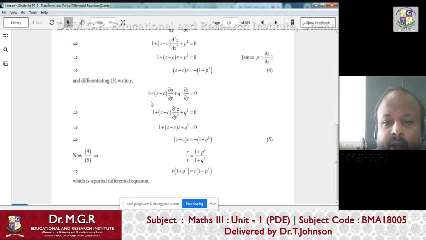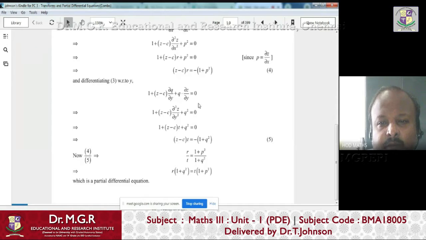So again, 1 plus (z minus c). Instead of dp by dx, it is dq by dy. Then in place of p, q is there. In place of x, y is there. So there is only one change. Wherever p comes, q will come. So when you differentiate with respect to y, everything is ditto as it is. Only in place of p, q will come, and in place of x, y will come. Apart from that, both are similar.